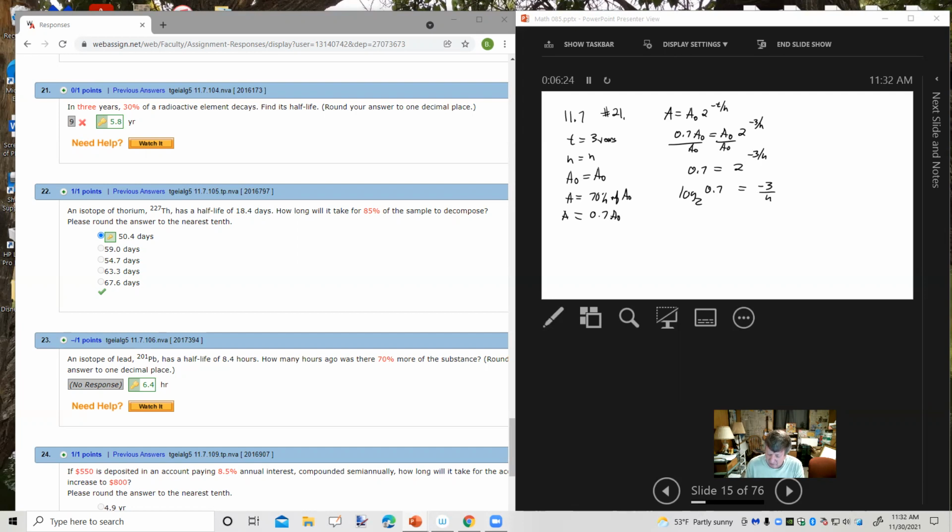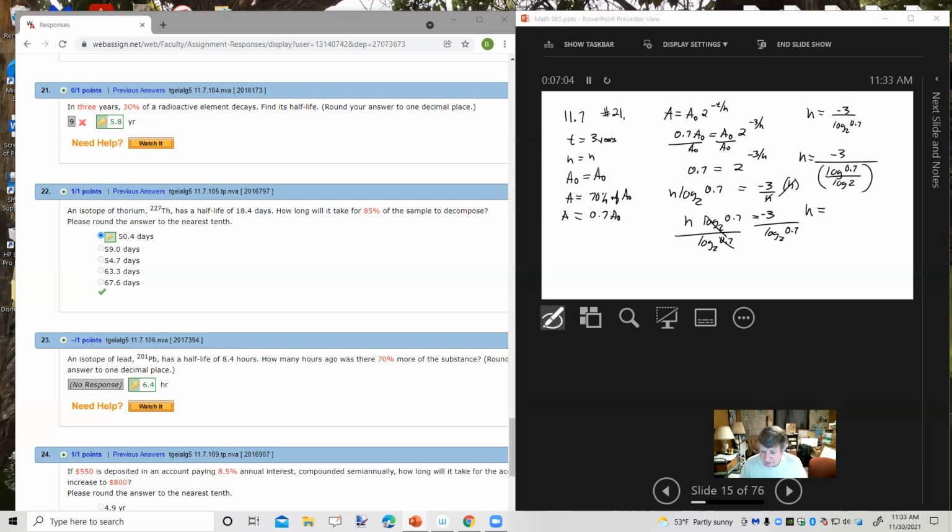H is in the denominator, but I need it in the numerator, so I'm going to multiply both sides by H. I now have H log base 2 of 0.7 equals negative 3. I'm going to divide both sides by log base 2 of 0.7. So now I've got H equals negative 3 over log base 2 of 0.7. Using the change of base formula, H equals negative 3 divided by the log of 0.7 over the log of 2, and I'm going to group that whole thing together.